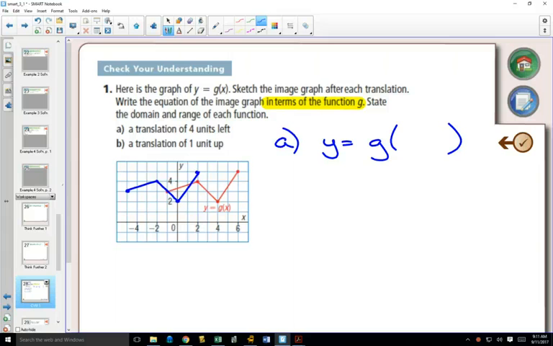And because it was moved 4 to the left, everything inside we've already seen has been opposite. So there is our inside function. And that is writing that equation in terms of g. So our new graph is y equals, and it's the old graph being moved 4 to the left. The question also said, can you find the domain and the range for your blue graph?